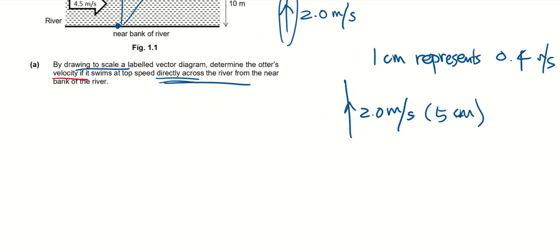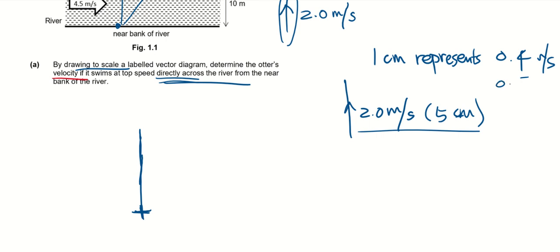Okay, how about this? 1 cm will represent 0.4 meter per second. Therefore, this line that I drew for the otter's top speed will be 5 cm. And I must try to draw it. I must have my cross here. The cross will give me an orientation. So now I will need to draw in from the start.